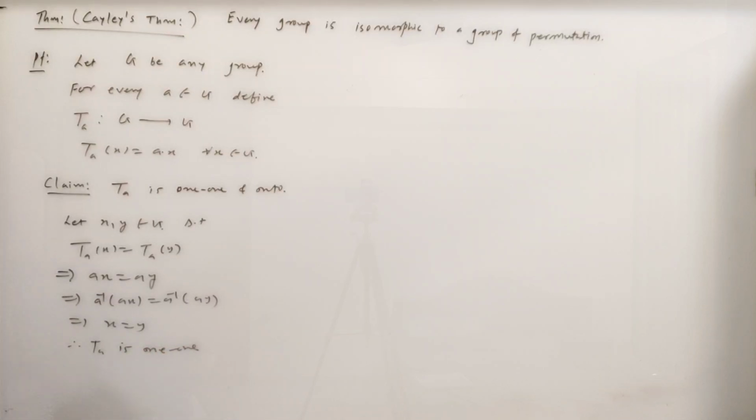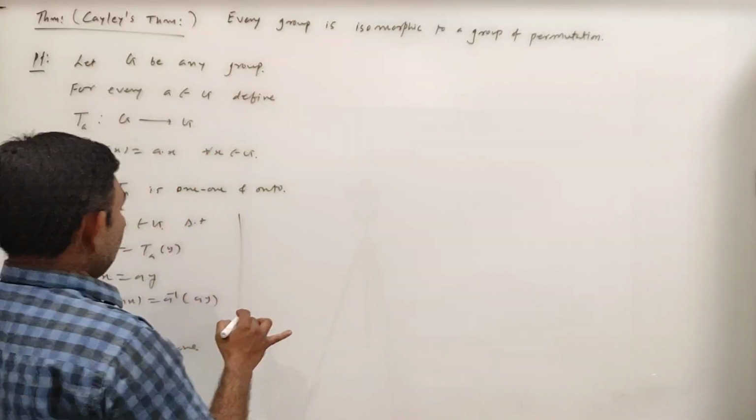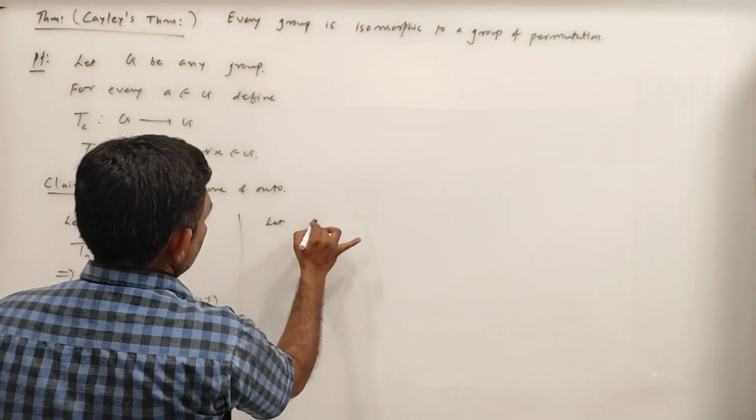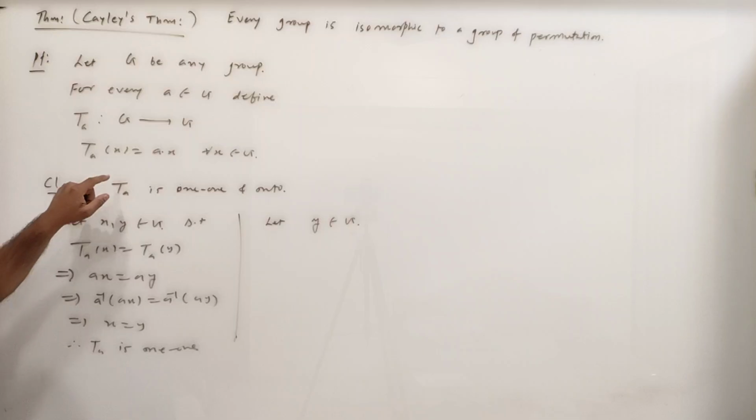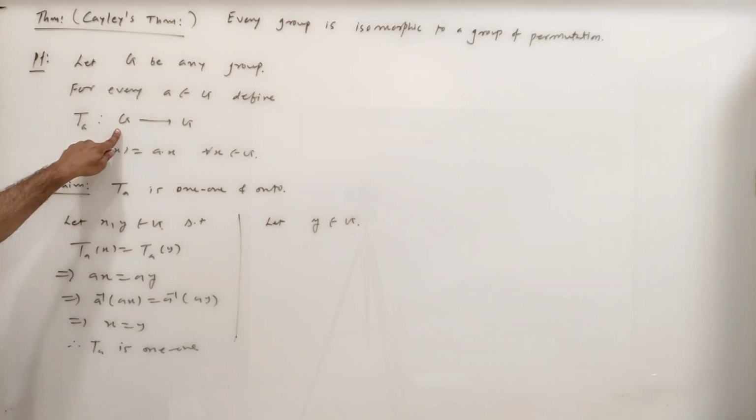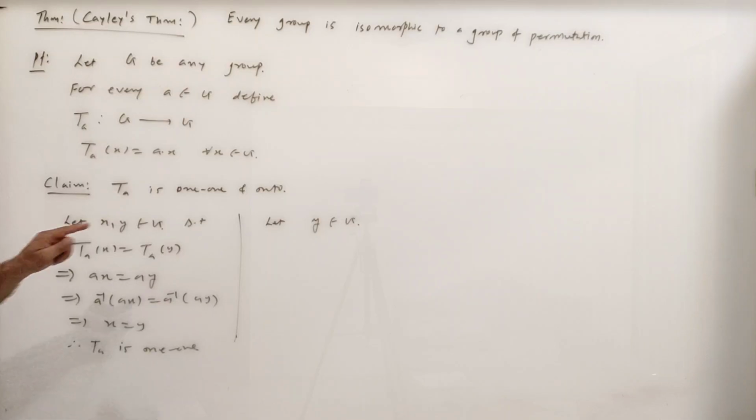Right? Now onto. So for onto, what do we do? You take any element from Y. Let Y belong to G. Now I want to find one element in G, so that if I apply TA on that, it gives me Y back.